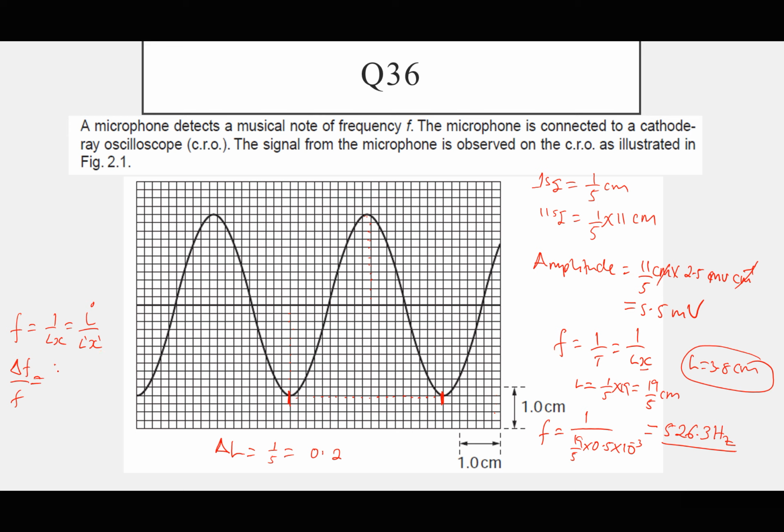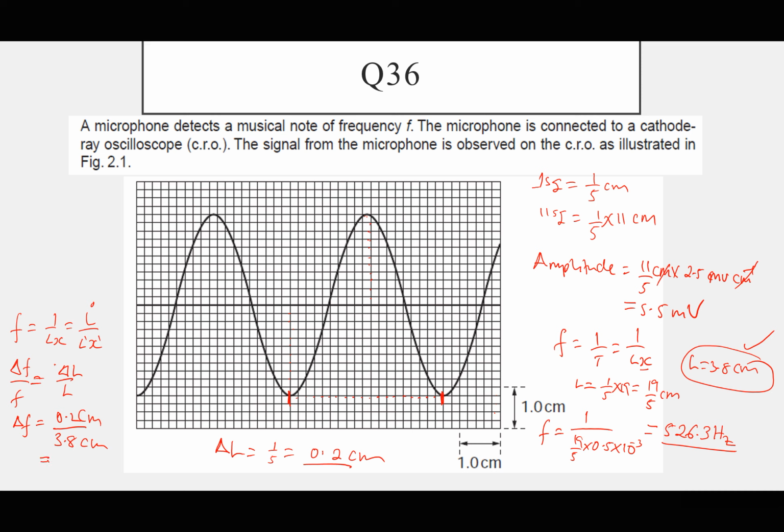So this is going to be like absolute uncertainty in L over L, because this will be power 0. Therefore, it means the absolute uncertainty in F is going to be 0.2, which is for L, divided by the value of L, which was 3.8 in centimeters. This is in centimeters. I wrote L here.